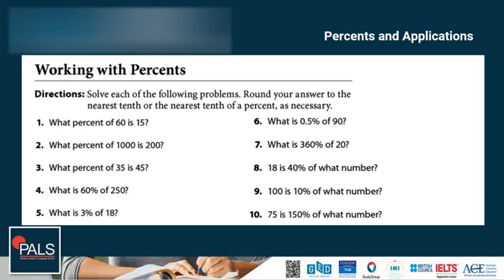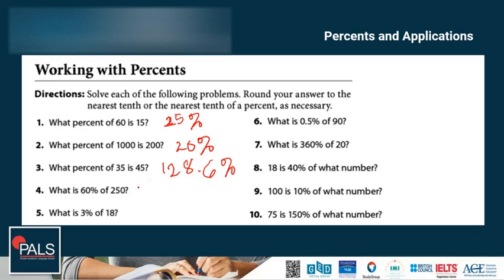Number 1, what percent of 60 is 15? The answer is 25%. Number 2, what percent of 1000 is 200? The answer is 20%. Number 3, what percent of 35 is 45? The answer is 128.6%.